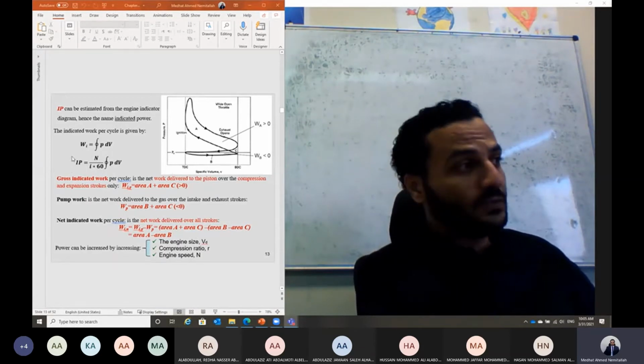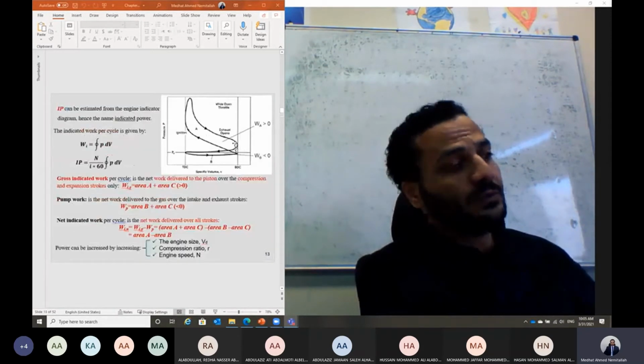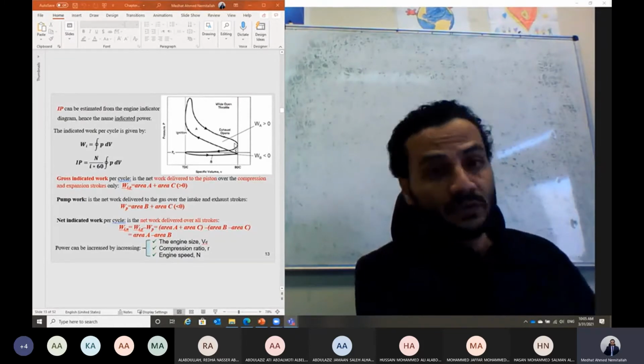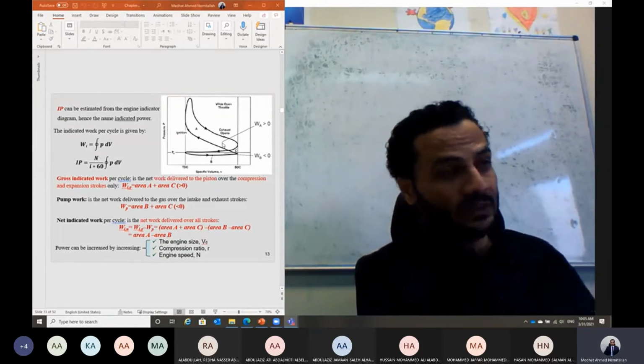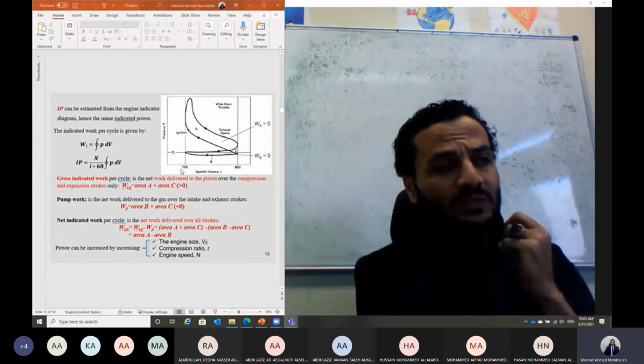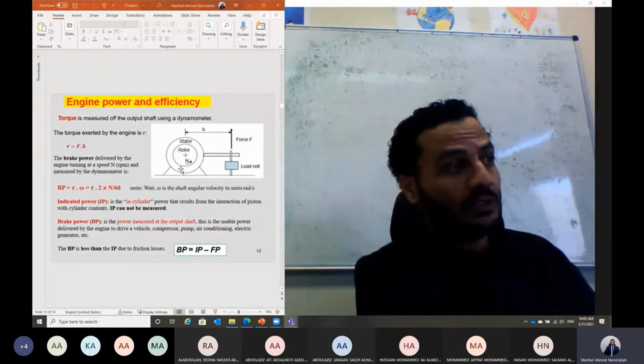This power generated inside the piston, we said we cannot measure it, but we can get it from the indicator diagram, and based on the theoretical analysis we can calculate this indicated power. We can do the integration and then calculate the indicated power. But actually we don't have an experimental technique in order to measure the indicated power of a piston, but we can measure the brake power.